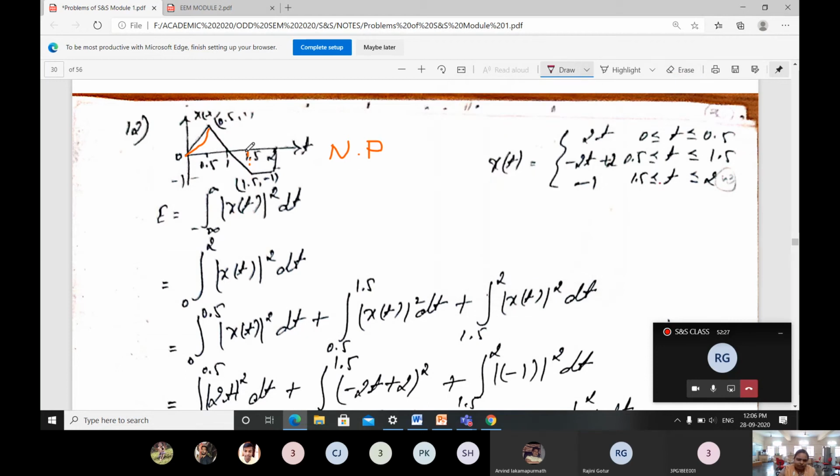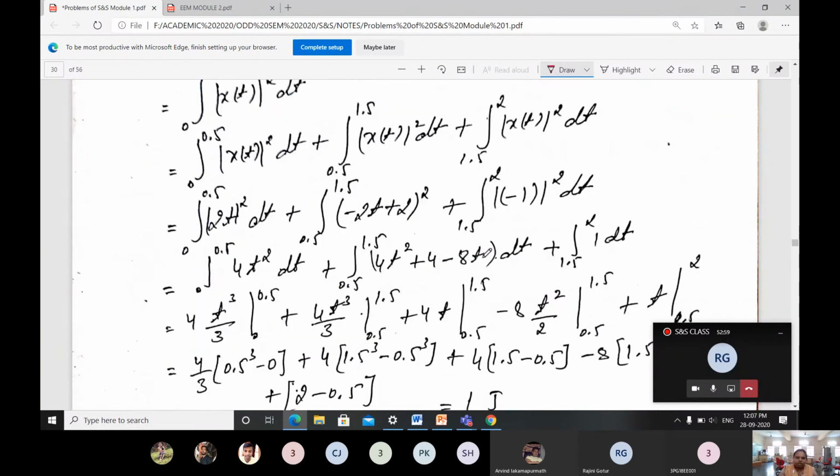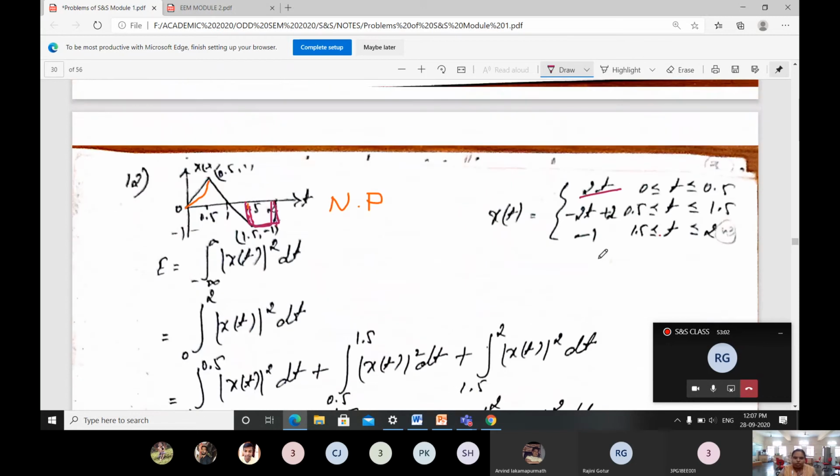Then from 1.5 to 2, this is a small pulse, a square pulse, with the amplitude as -1. If you solve this using the line equation, you will get x of t from 0 to 0.5 as 2t. Apply the line equation and solve, then you will get the x of t equation. I didn't show those points here, you have to do that.